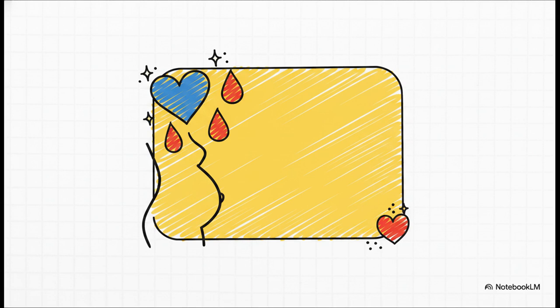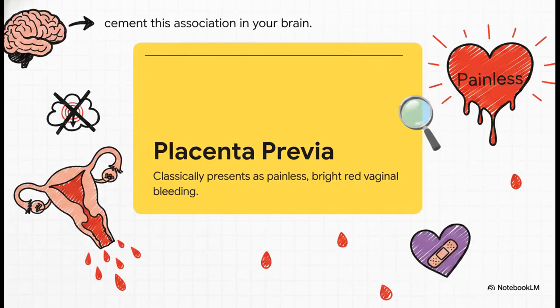Got your answer? The answer is B. Placenta previa. This condition classically presents without pain, which is exactly what helps you distinguish it from other 3rd trimester complications, like abruptio placenta, which is typically incredibly painful. So here's my advice as your mentor. Lock this association in your brain right now. Placenta previa equals painless, bright red bleeding.